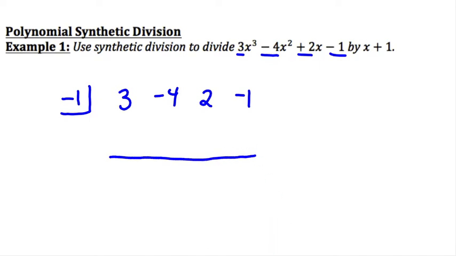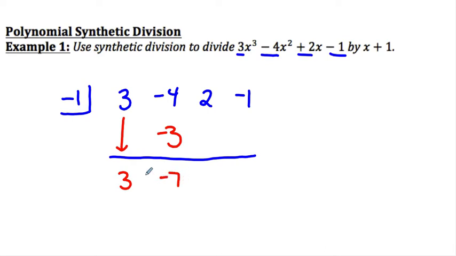All right, so first thing we do is take this 3 right here, and bring it down. We always do that. The first number just gets brought straight down. Then we take this number and multiply it by the -1. So 3 times -1 is -3. And then we put that in the next column. So there goes -3. And then we add -4 plus -3 gives us -7.